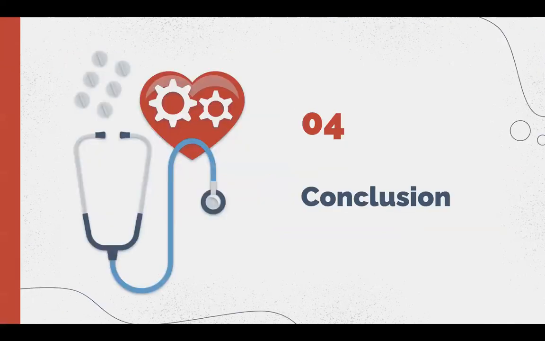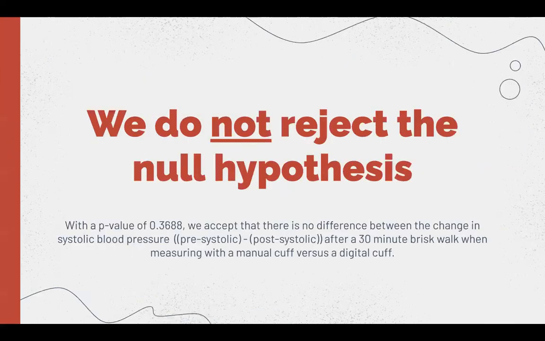So for the conclusion, we decided we did not reject the null hypothesis because the p-value from our SAS output was 0.3688. Therefore, we accept that there is no difference between the change in systolic blood pressure after a 30-minute brisk walk when measuring with a manual cuff versus a digital cuff.